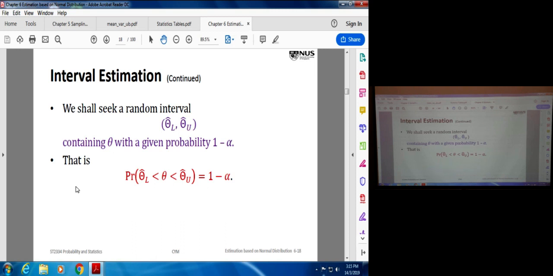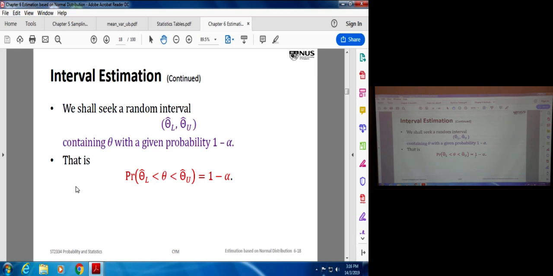I think this slide should start here a little bit more. What we're trying to do is the following. We're going to obtain these lower and upper bounds of the confidence interval, theta hat L and theta hat U, which are going to contain the true population parameter theta with probability 1 minus alpha. That is to say, taking into account the randomness of the observations, the probability that theta lies in our interval is going to be of order 1 minus alpha, where we choose alpha ourselves. This is what's meant by a confidence interval.